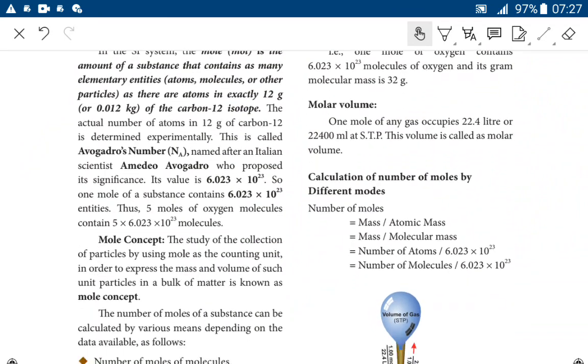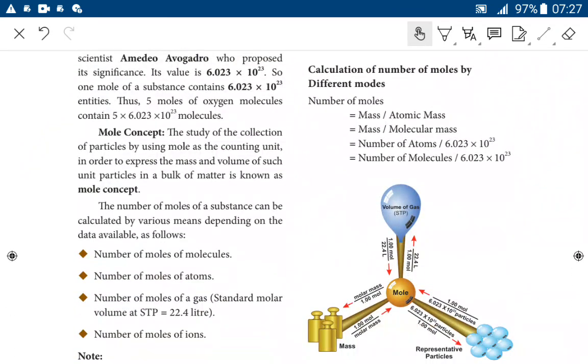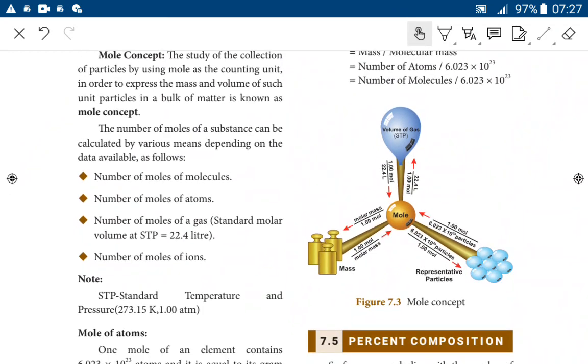And next, calculation based on the number of mole using the given details, like mass by atomic mass, mass by molecular mass, number of atoms by Avogadro number, number of molecules by Avogadro number. So in this picture 7.3 it is given clearly.